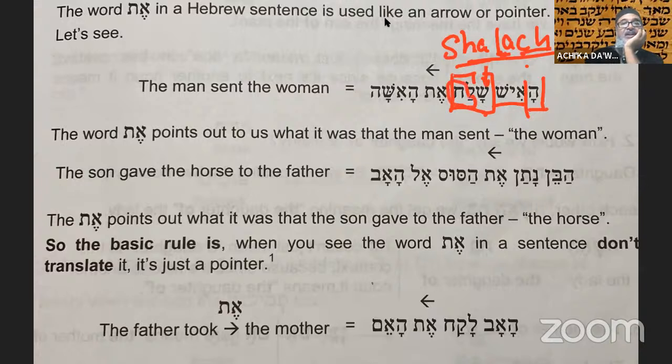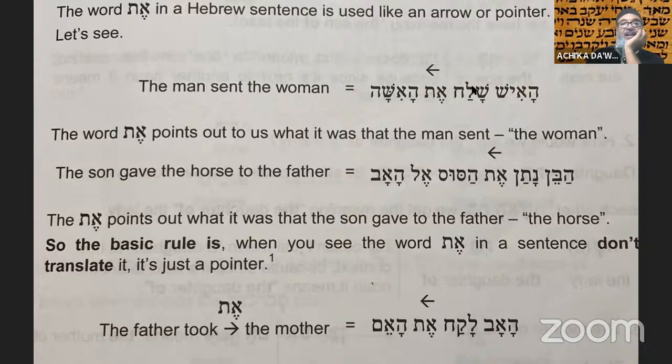I'm going to tell you why it's saying shalak, ak. I don't want to get too confusing when we get to this point, but I'll save it for later. So ha'ish shalak and what? How do you say that?